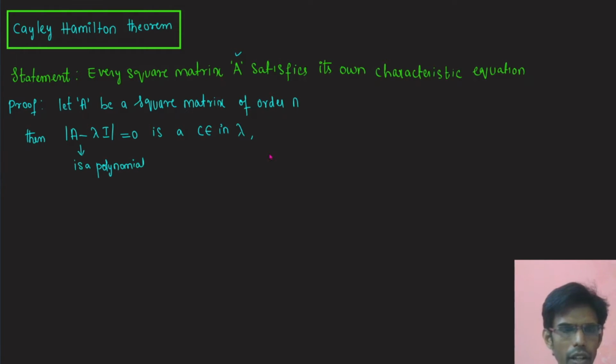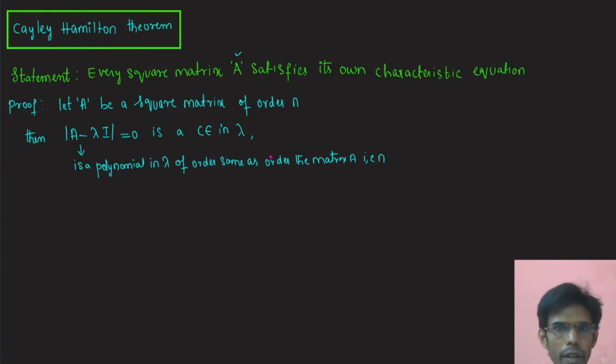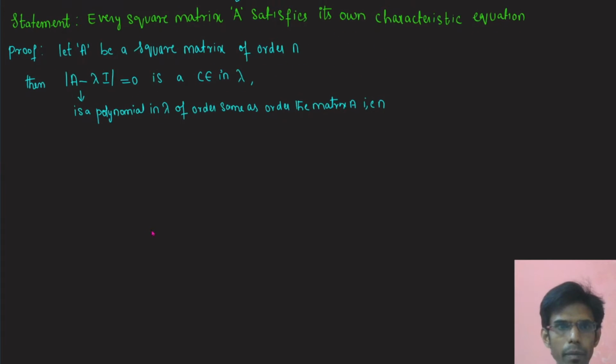Determinant of A minus lambda I will be a polynomial in lambda of order same as the order of the matrix A. So that is n. n will be the order of this polynomial.